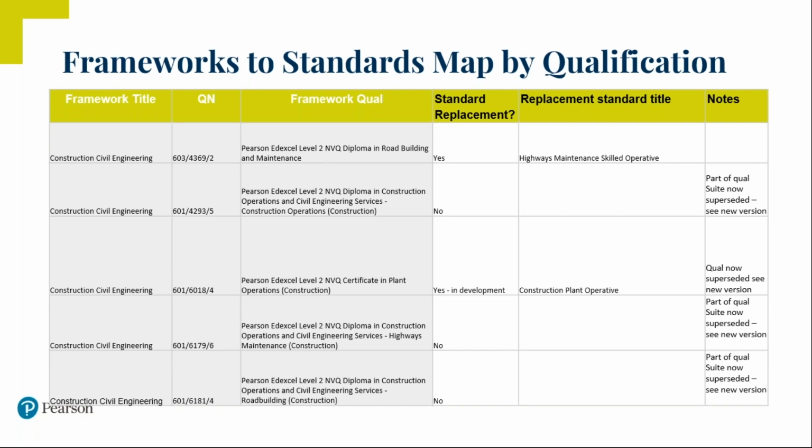So moving on, road building, as I say, highways maintenance and road building probably can cover that. Some of these 601 numbers here have actually since been replaced last year with new versions, but effectively the map is still correct, whether they've been replaced or not. Plant operations is one that's in development, and hopefully that will go live sooner rather than later, hopefully before the cut-off date.